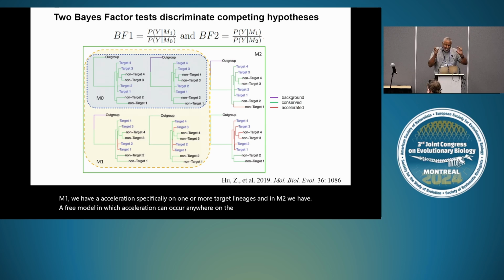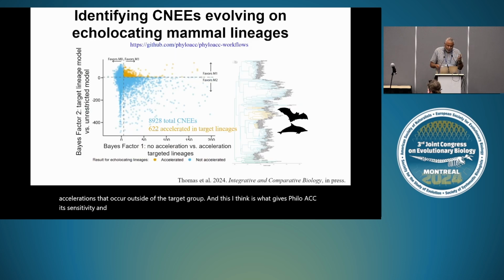And by applying these two Bayes factor tests, we can rule out, for example, clade-wide accelerations or accelerations that occur outside of the target group. And this, I think, is what gives phyloACC its sensitivity and precision. And so as a first example, we applied it to data on echolocation in mammals.